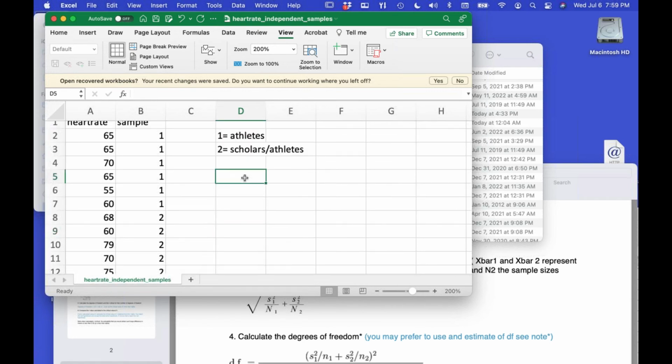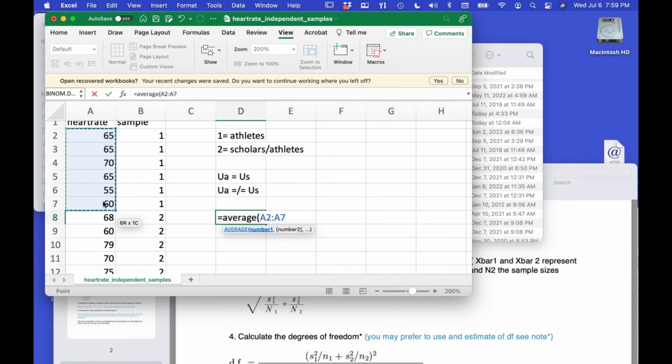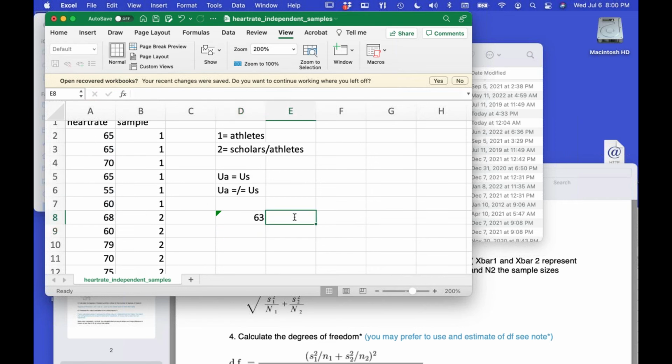Okay, and so what are we going to find here? We're going to find out the average for both of these. The average heart rate for athletes, and this is the average heart rate for scholars, equals... and for scholars is going to be 2. Okay, and so that's the mean.